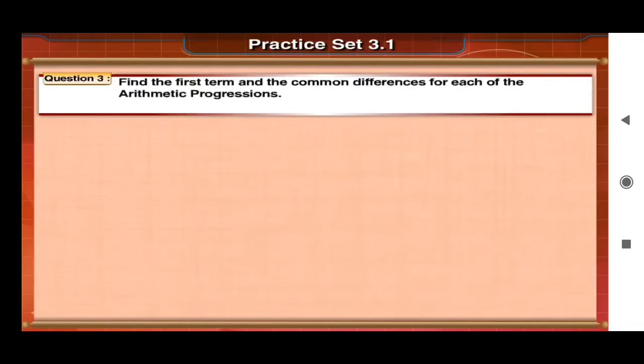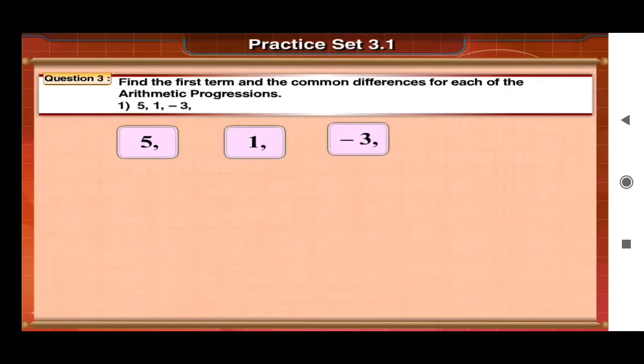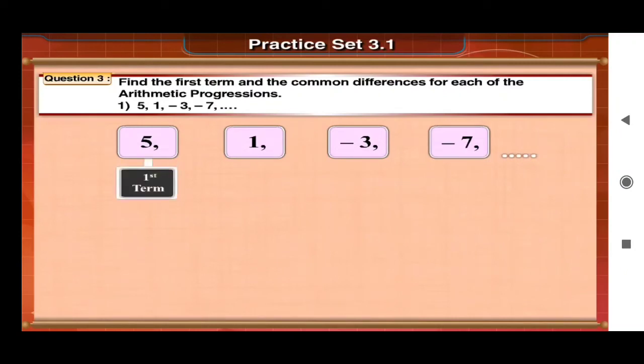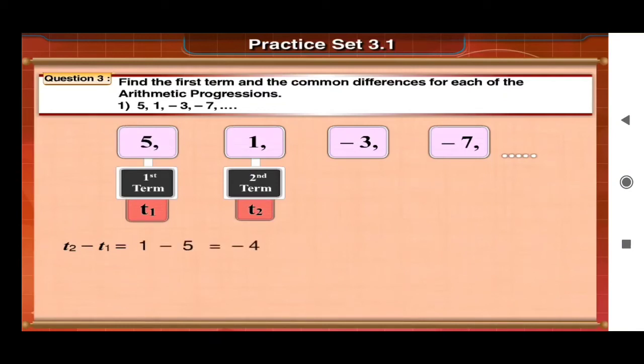Question 3. Find the first term and the common differences for each of the arithmetic progressions. 1. 5, 1, minus 3, minus 7, and so on. Here the first term T1 is 5 and the second term T2 is 1. T2 minus T1 is equal to 1 minus 5, that is equal to minus 4.